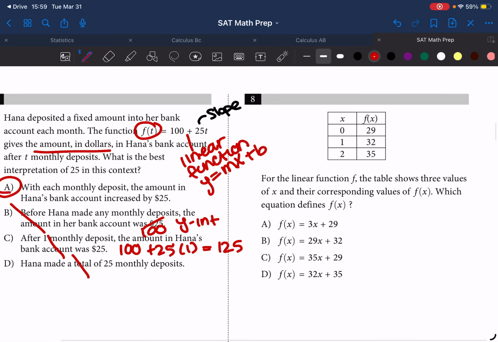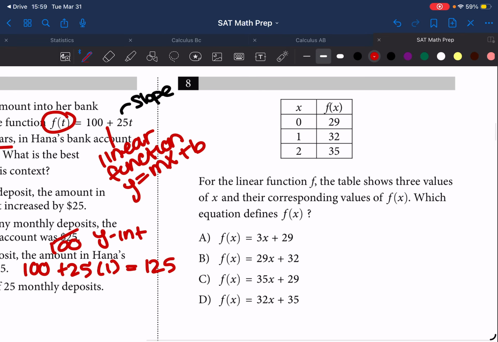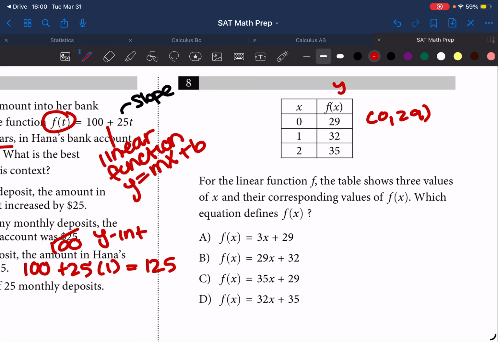Okay, let's look at one more. It says for the linear function f, the table shows 3 values of x and their corresponding values of f of x. Which equation defines f of x? Okay, so really when it's saying f of x, it's talking about y. So really these are points (0, 29), (1, 32), and (2, 35). Okay, all different points. Okay, when this is saying when x is 0, our answer is 29.